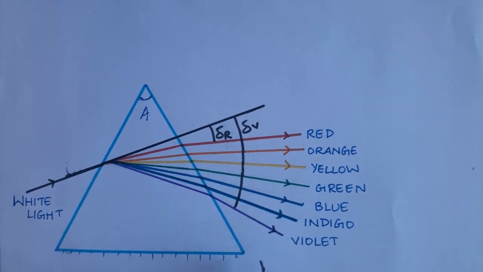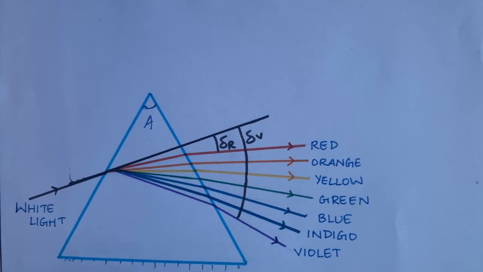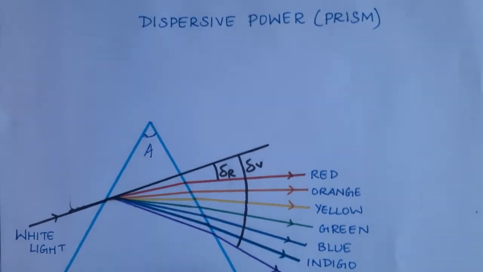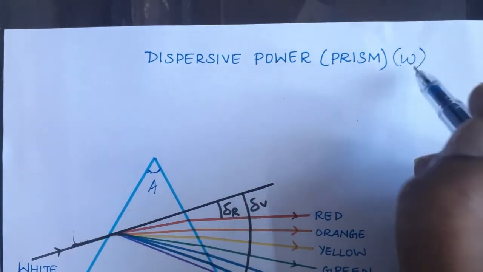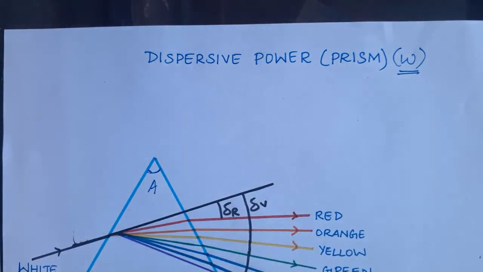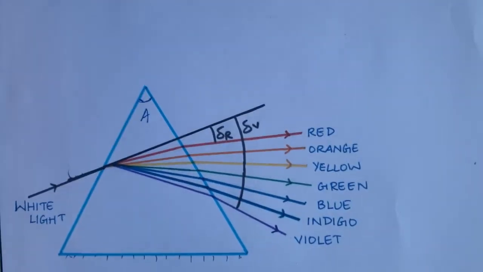Now we are going to calculate the dispersive power by deriving an equation for angular dispersion. The dispersive power symbol is omega. Omega is the dispersive power of a given prism.